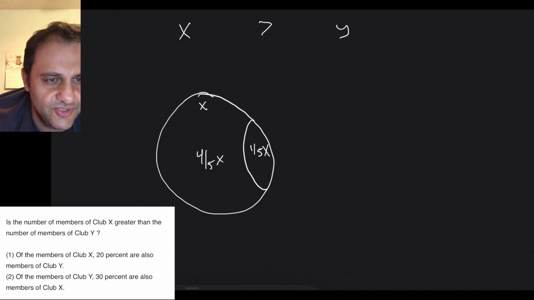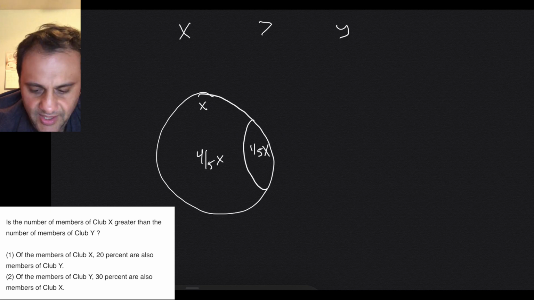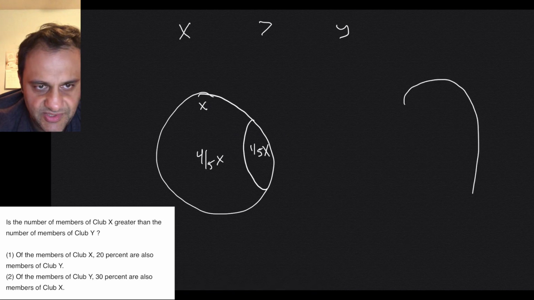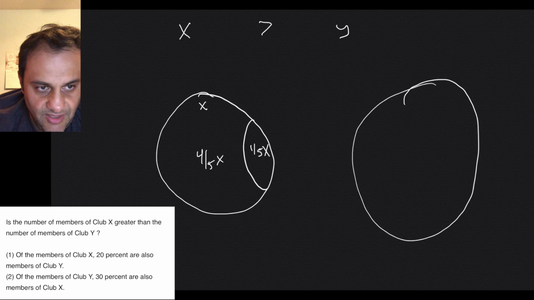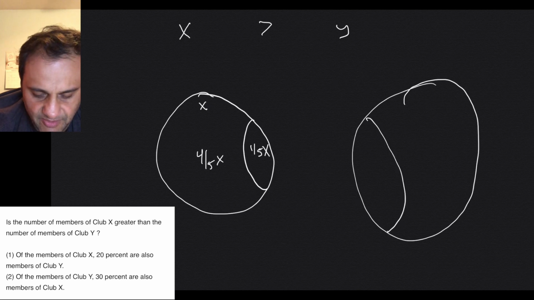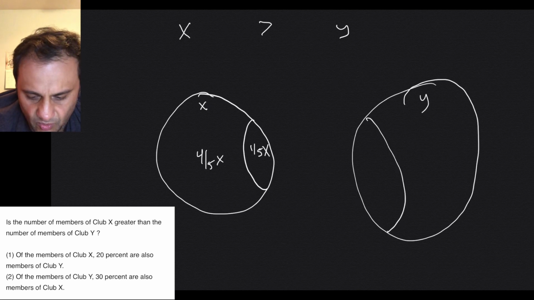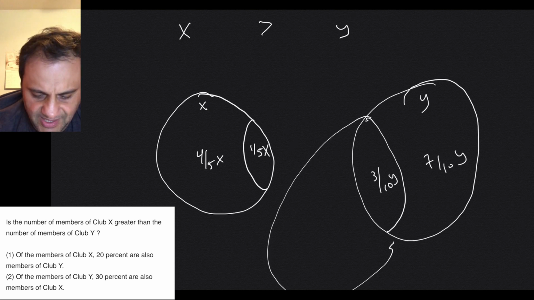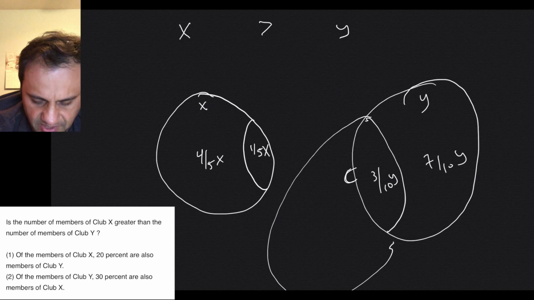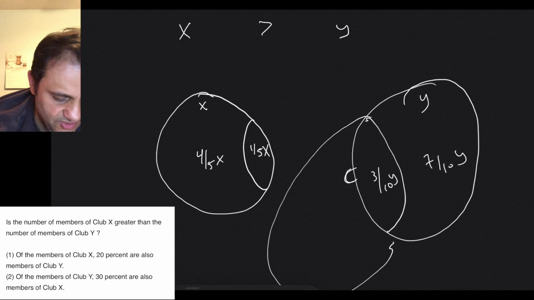Same thing for statement 2, of the members of Club Y. If that is all we had of the members of Club Y, that's Club Y. 30% of them are also in X, so 3/10 of Y would also be in X, and then 7/10 of these people would not be in Club X. The problem there is we don't know if X is that big or only like that big. So by itself, that wouldn't do the trick.